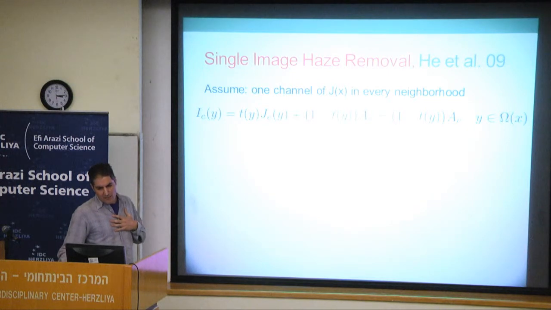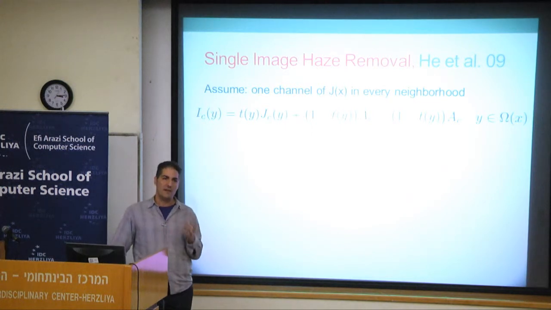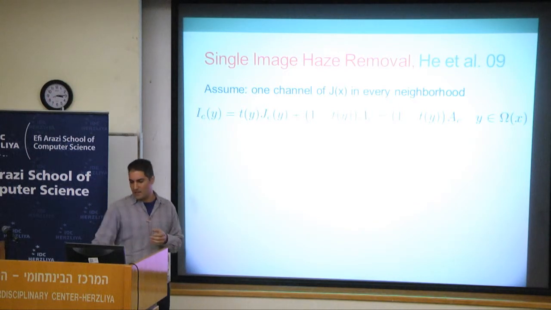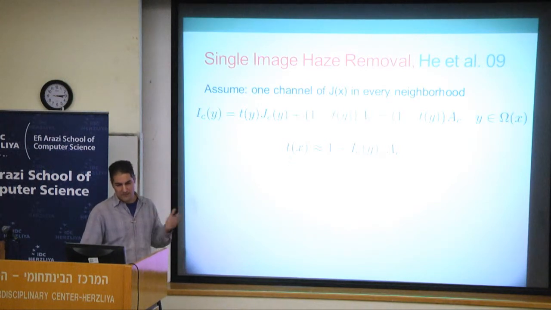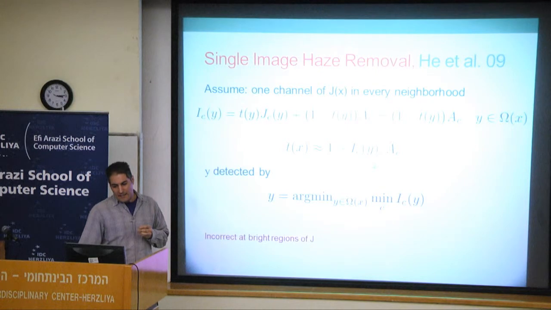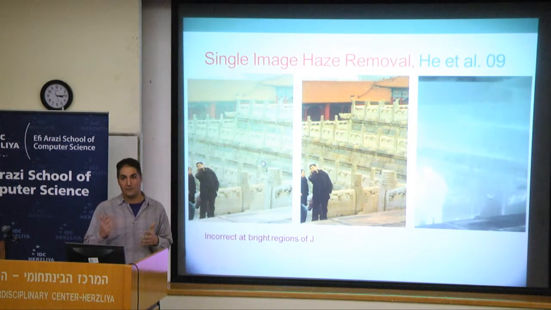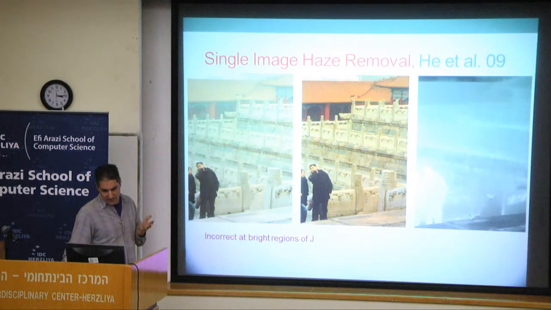The single image haze removal by He et al. assumes that every channel, either the red, green, or blue of an image, vanishes at some point, at least in some neighborhood of every pixel. So if this is the case, the transmission can actually be estimated by this very simple term. And that assumption is not entirely correct at bright regions, where neither the red, green, or blue color channels vanish. And indeed, we see here a very severe error in the transmission.